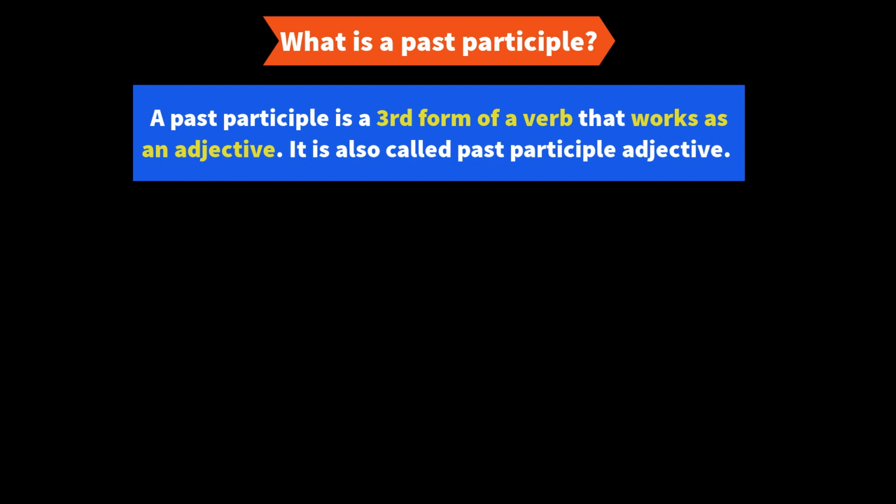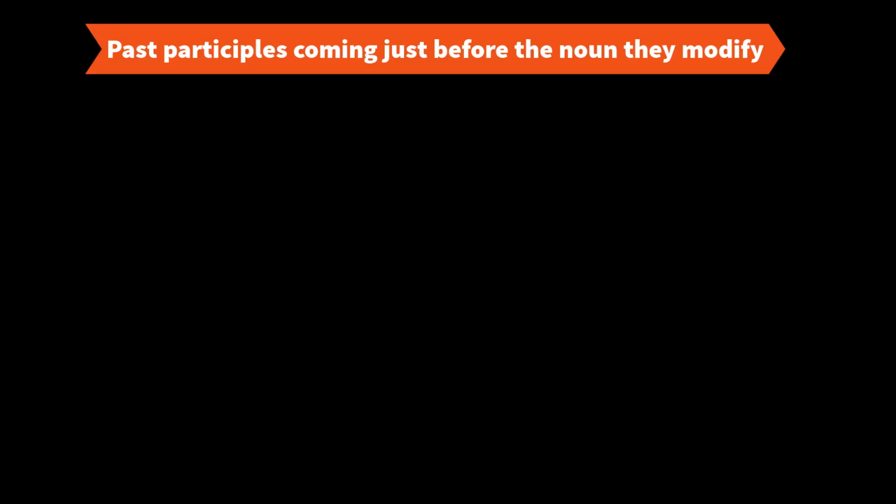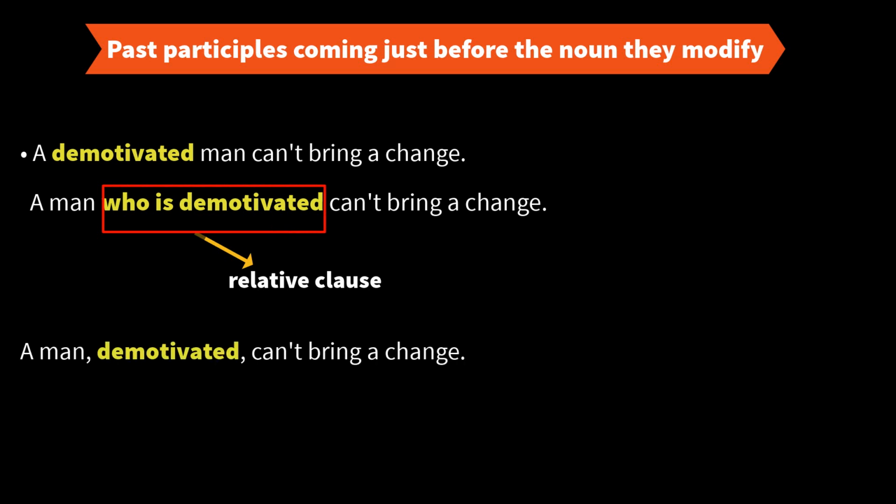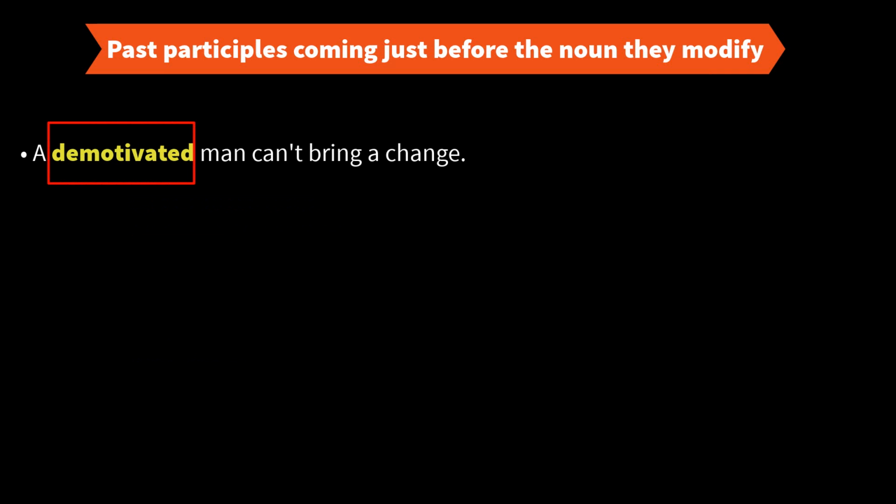Let's understand this. So, we're going to start with examples of past participles coming just before the noun they modify. Example number one: a demotivated man cannot bring a change. What kind of a man? A man who is demotivated. A demotivated man cannot bring a change. This can also be written as a man who is demotivated cannot bring a change. I can also write it as a man, comma, demotivated, comma, cannot bring a change. So demotivated is the past participle working as an adjective and modifying the noun man.